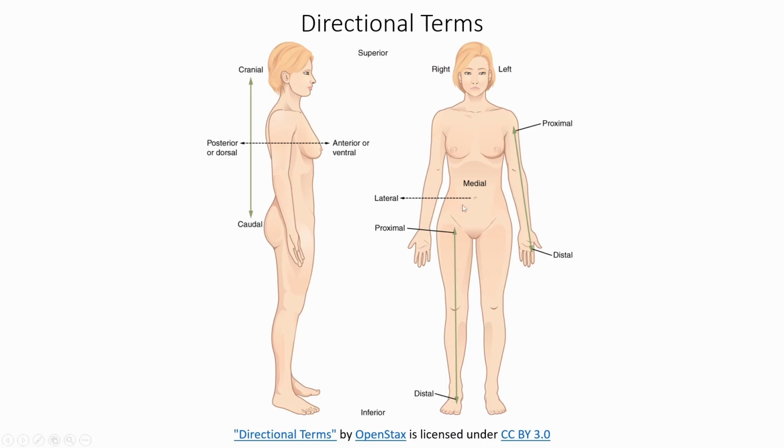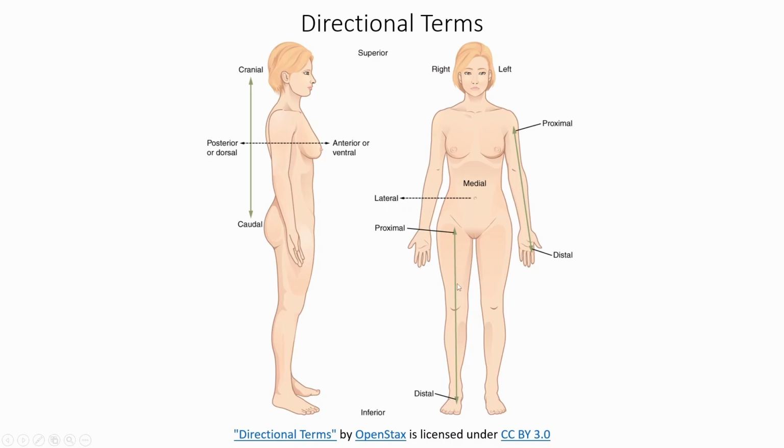We also have medial and lateral. Medial, we think medium or middle. Lateral, we think off to the side. So if something is medial, we're saying it's closer to the midline. And if something's lateral, we're saying it's farther away from the midline.